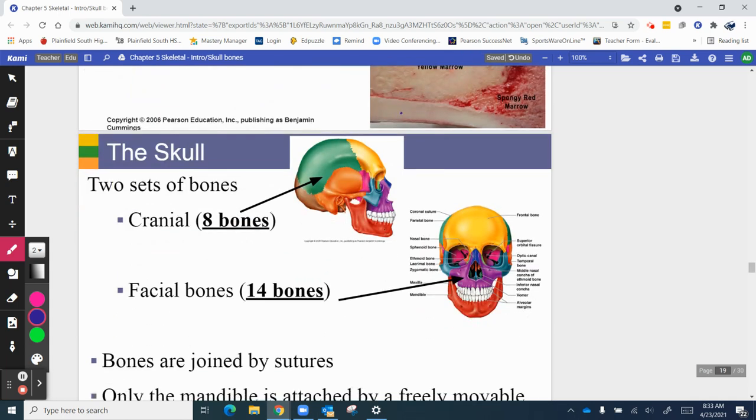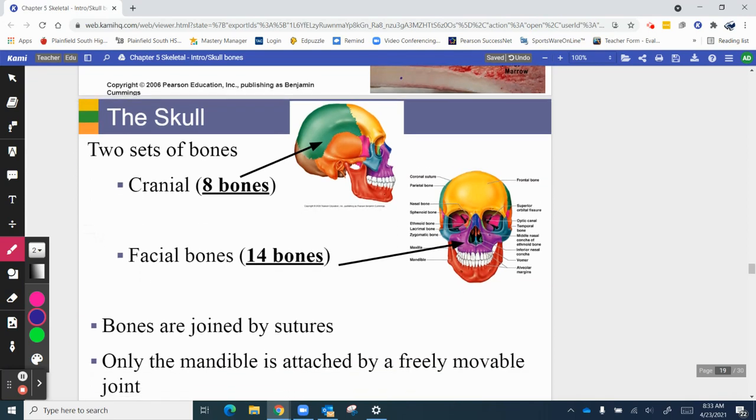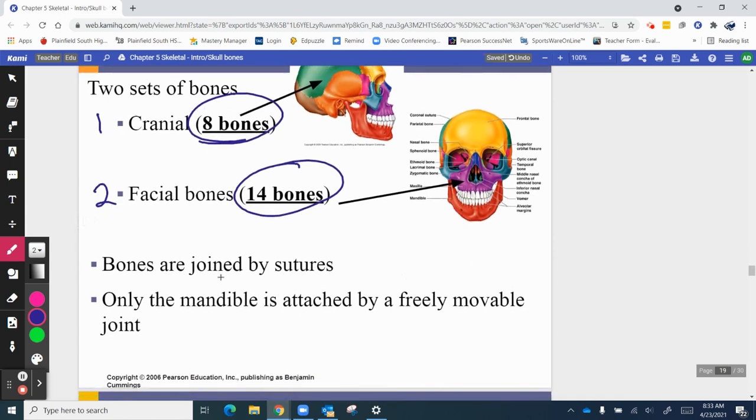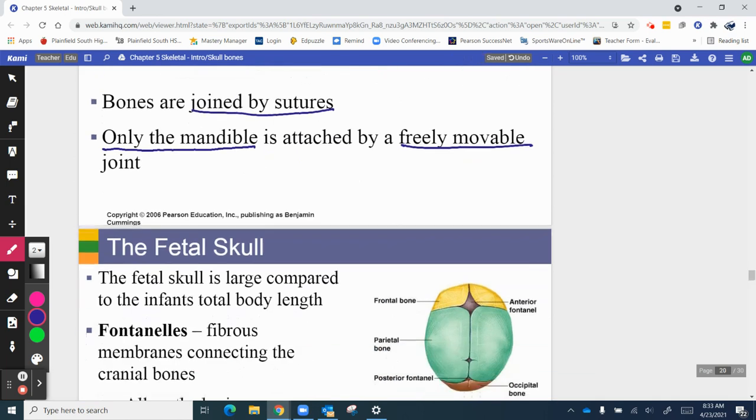All right, so let's get into a little bit of the skull bones. There are two sets: cranial and facial. There are 8 cranial bones, 14 facial. These bones are actually joined by sutures, not a typical joint. So they are a joint, but they're a line that is in there. And then the only freely movable one is the mandible. All right, that's one of the big things that we need to know there.